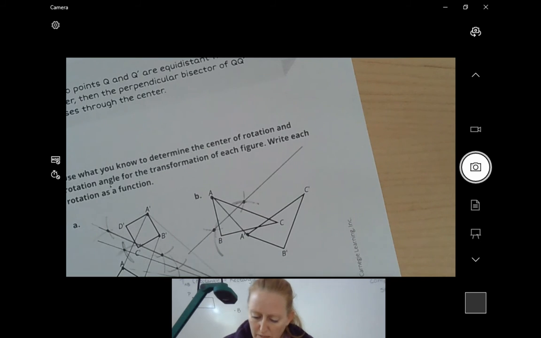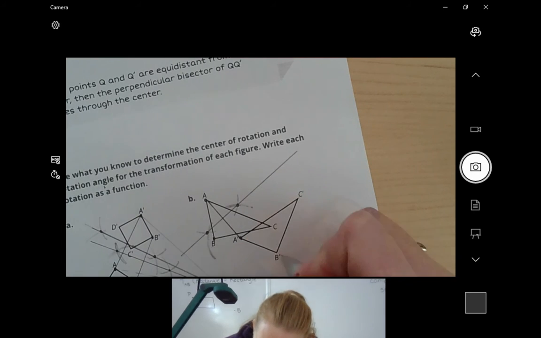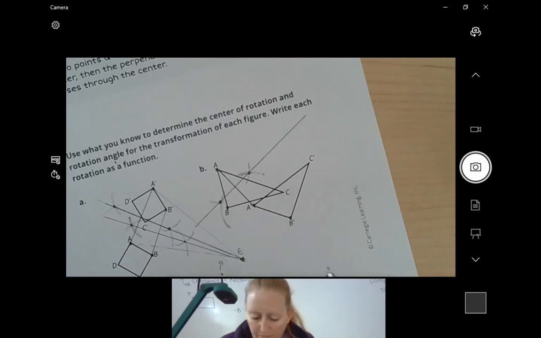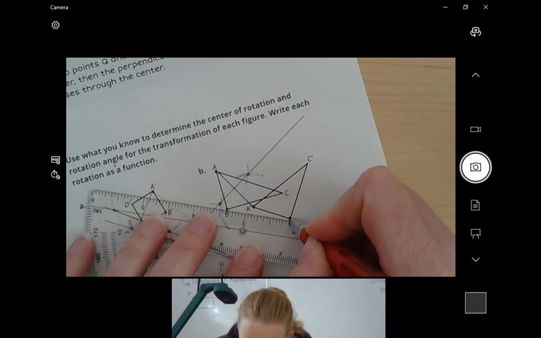And you can do B to B prime. You can do C to C prime. Let's do B to B prime, because again, I like my things alphabetical. I'm going to use my straight edge and connect them.